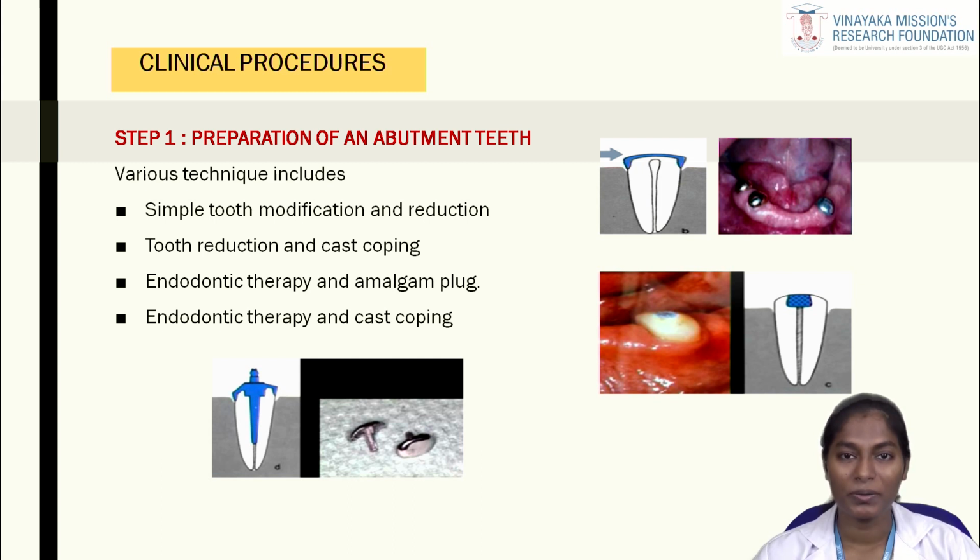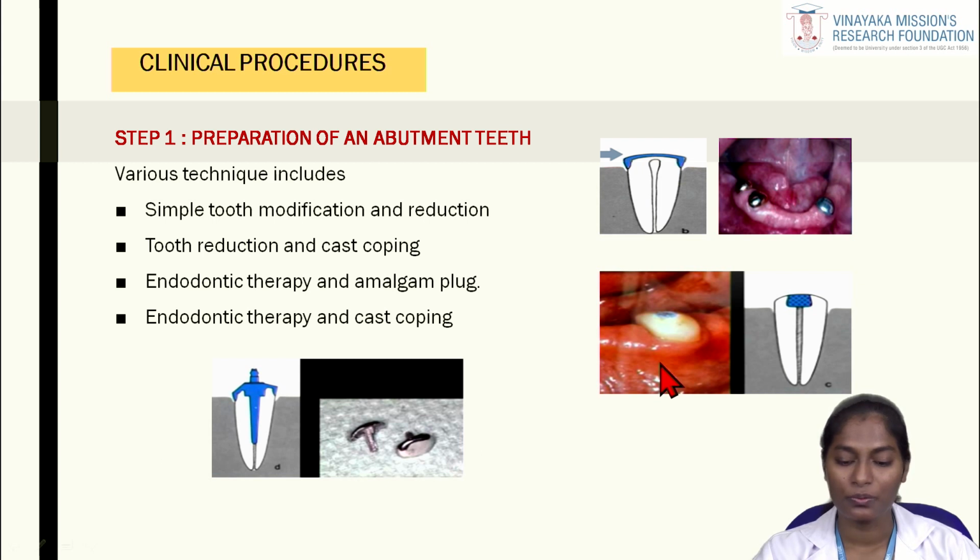When you are selecting an abutment for overdenture, it should be root canal treated. After your endodontic treatment is completed, how are you going to prepare? Either a simple tooth modification and reduction can be done. Otherwise, tooth reduction and a cast coping can be given. The next option is endodontic therapy with an amalgam plug, and the fourth option is endodontic therapy with the cast coping.